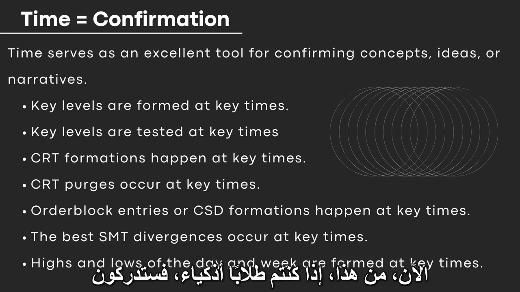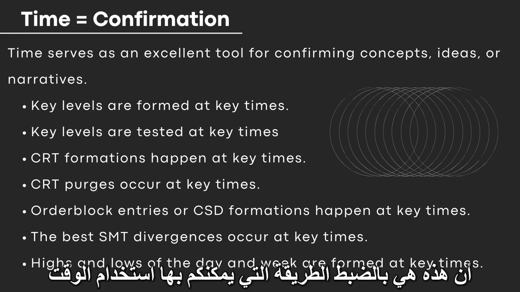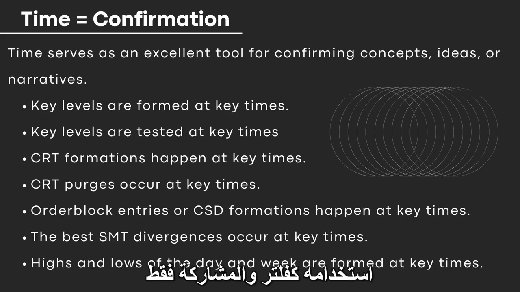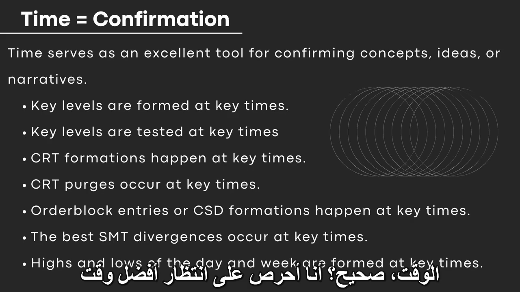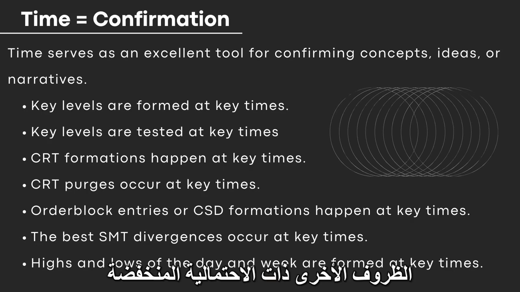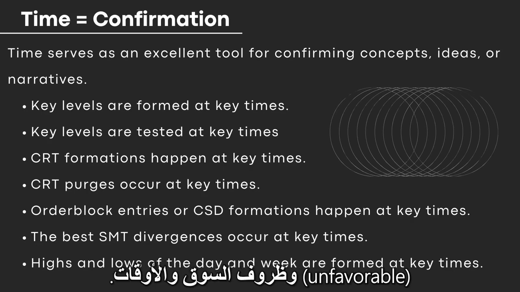Now from this, if you're a smart student, then you'd realize that this is exactly how you can use time to sit out lower probability conditions and use it as a filter and only take part in perfect moves. That's why I have an 80% win rate and I have perfect entries all the time, right? I make sure to wait for the best time when everything's perfectly aligned, and I make sure to sit out the other low probability unfavorable market conditions and times.